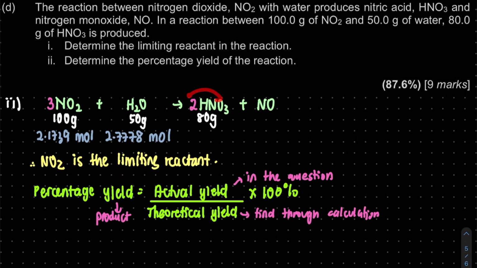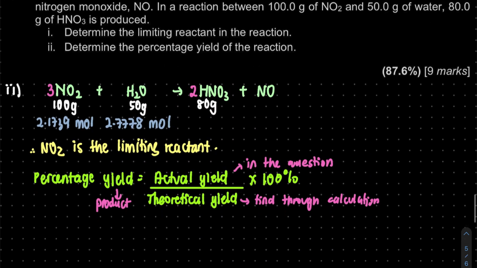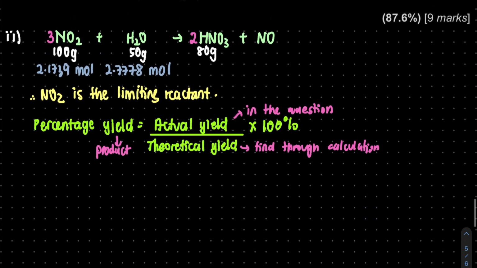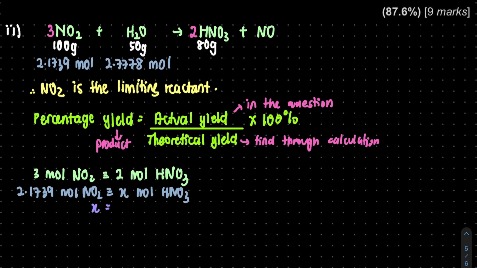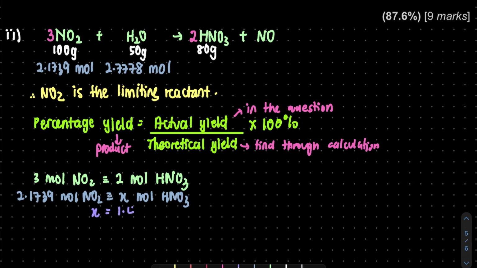So again, we're going to find out the number of mole of HNO3. Based upon the equation itself, we know that 3 mole of NO2 is equivalent to 2 mole of HNO3. From here, the HNO3 mole is our unknown X. When we do cross multiplication, the value of X will be 1.4493 mole. Don't forget about the unit. So now I know that the mole of HNO3 is 1.4493.